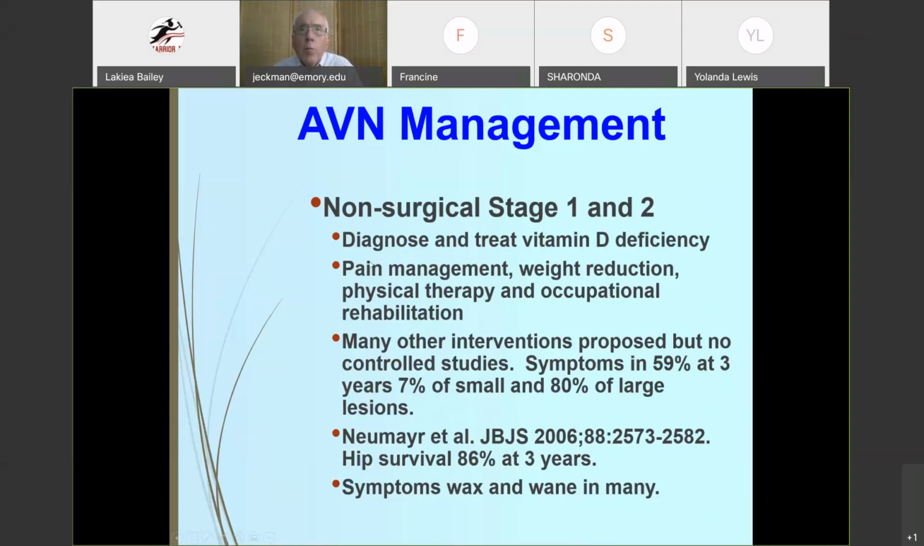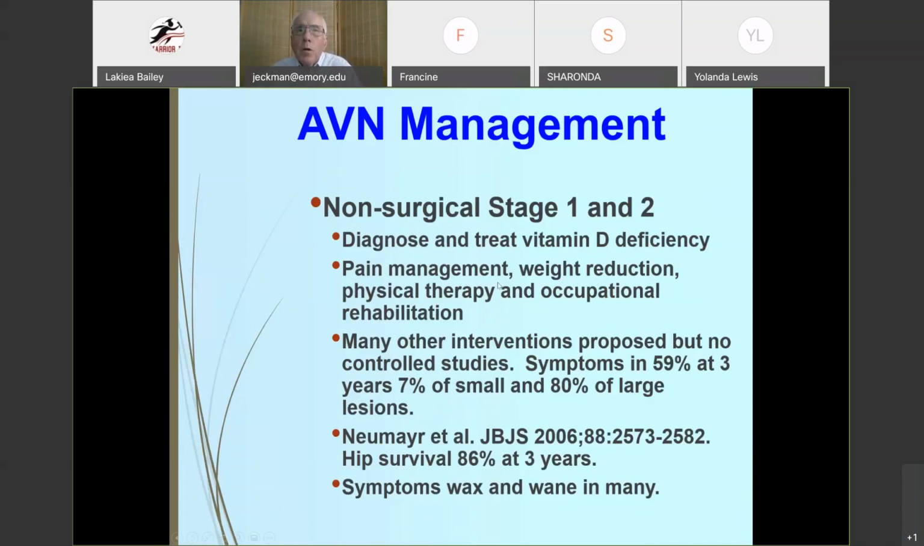Certainly, it's very important that you diagnose and treat vitamin D deficiency very aggressively so that it is in a normal range. Weight management is critical, and weight reduction. And probably the best thing you can do for yourself if you do develop skeletal changes of any type is to really reduce your weight to at or below the ideal body weight. And this is one situation where it really pays to be thin.